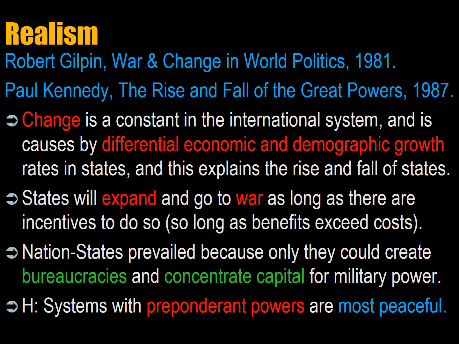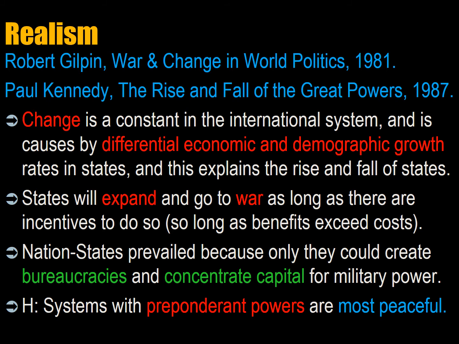Now, Robert Gilpin wrote a very profound book called War and Change in World Politics in 1981, which is a very broad survey of centuries of why countries went to war. Paul Kennedy wrote a book called The Rise and Fall of the Great Powers in 1987, which looked at the previous 5 centuries of what caused the great powers to rise and what caused them to then decline. Now, change is a constant in the international system. And it's caused by differential economic and demographic growth rates in states. Some states grow quickly, others grow slowly. And this explains mostly the rise and fall of states, rise and fall of the great powers.